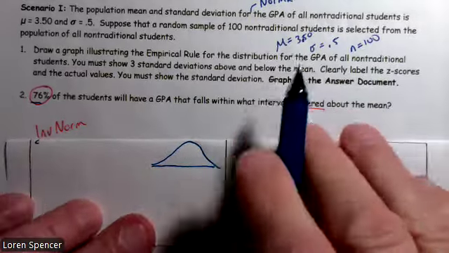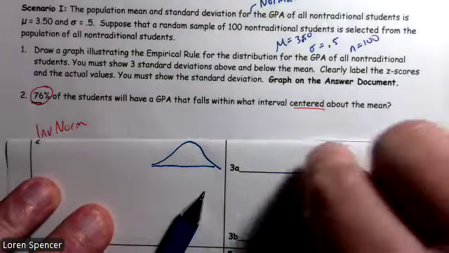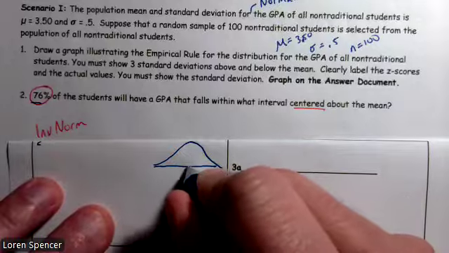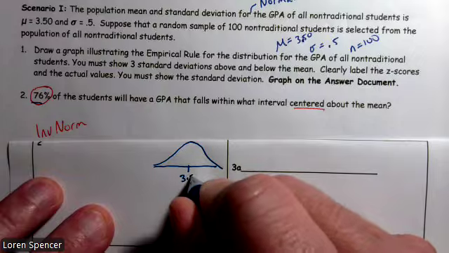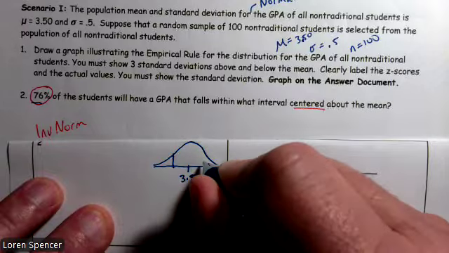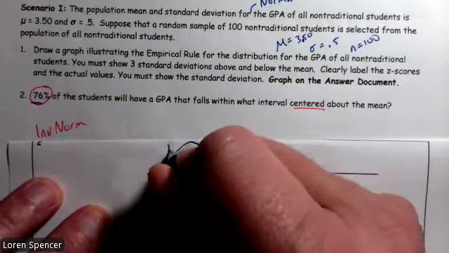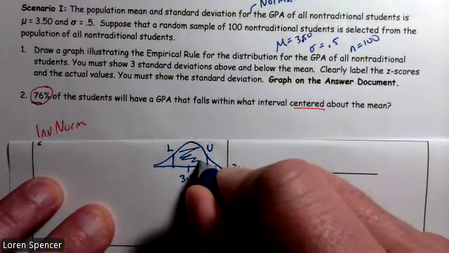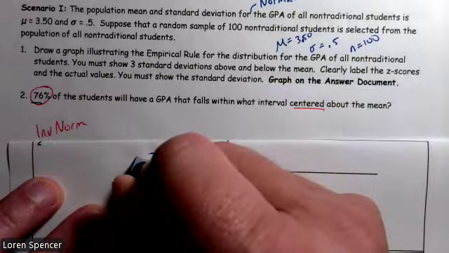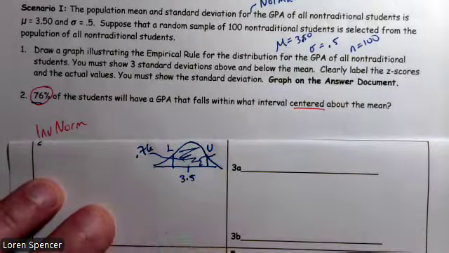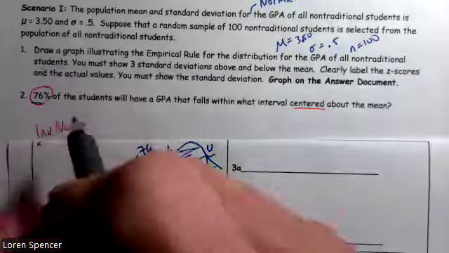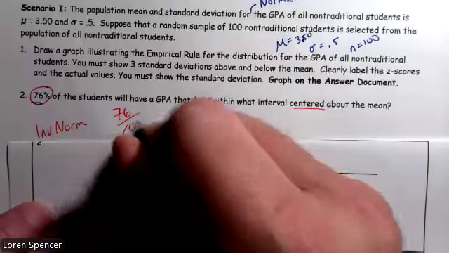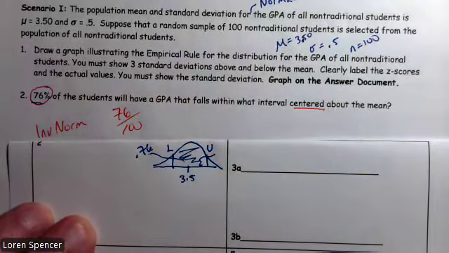And in this case, we have a mean of 3.5 and a standard deviation of 0.5. So I'm going to go ahead and put the 3.5 here because that's my mean. And we're going to be looking for a lower bound and an upper bound. And this center section right here should be 0.76. Please remember, percentages are always divided by 100. So 76 divided by 100 gives me that 0.76.